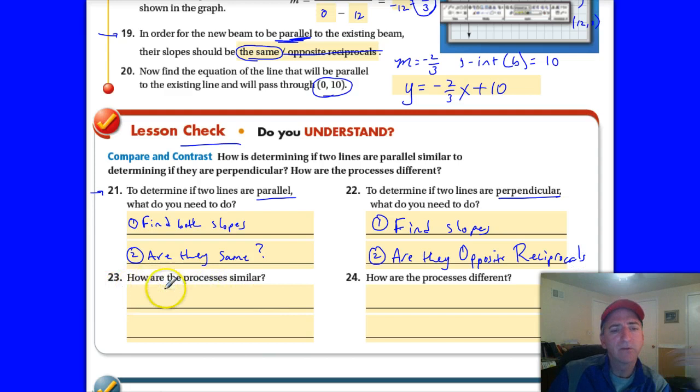Okay. Well, how are those two processes similar? Well, you must find the slope in both. This is just a review part here. So those two processes to determine if it's parallel or perpendicular, you have to find the slope. It's kind of the point of the whole lesson. How are the processes different? Well, the only way that they're different is the slope requirements. The slope requirements are different.